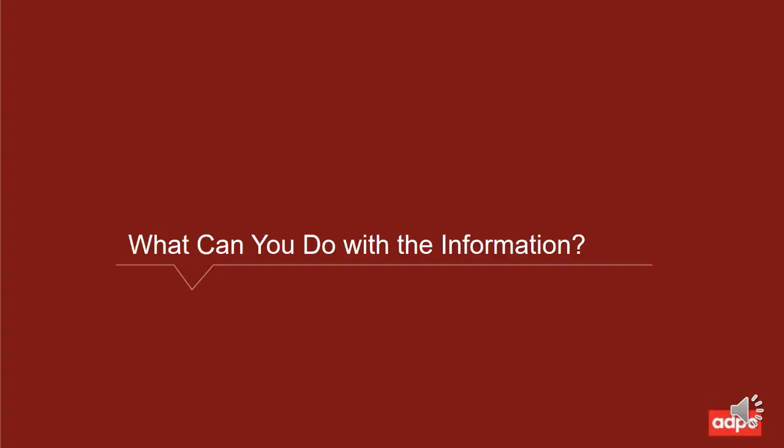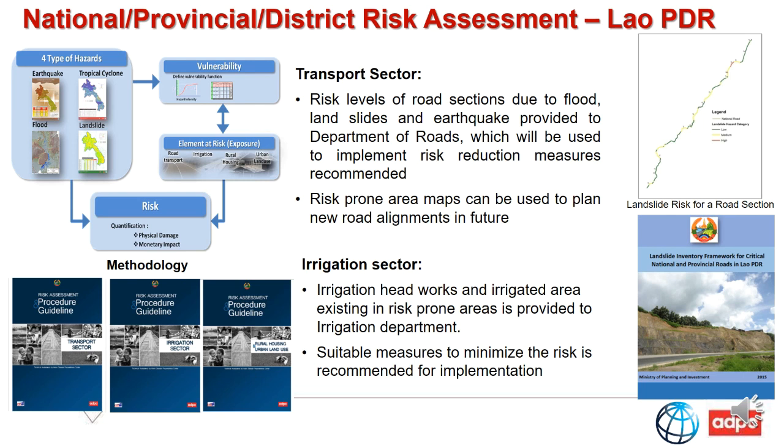What can you do with this information? Some of the examples that we used: one is in the transport sector. I can show you risk levels of road sections due to flood, landslide, and earthquake provided to the Department of Roads in some of the government, where they use the maps and also other work to take a decision in Lao PDR. Also, the risk-prone area maps have been used to plan new road alignment in the future.